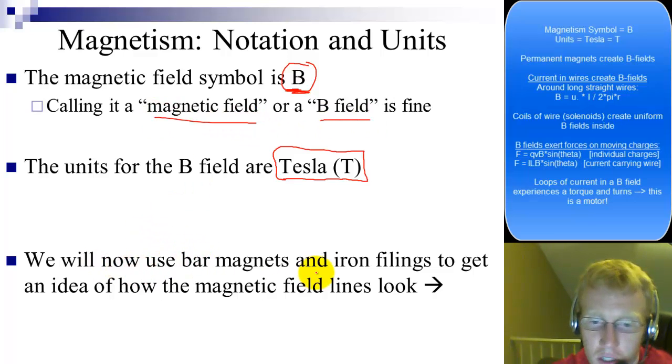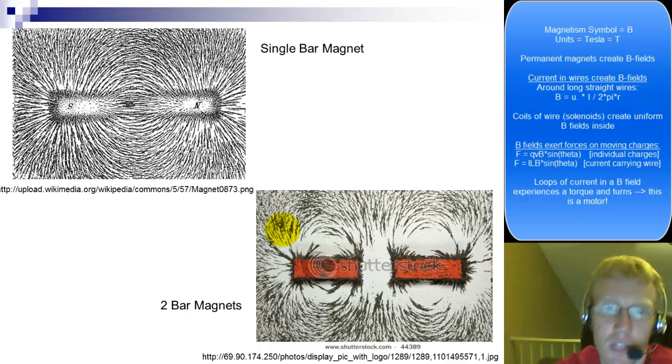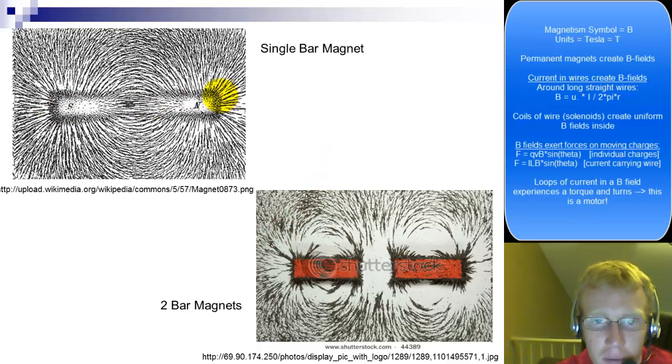So now it says we're going to use bar magnets and iron filings to get an idea of how magnetic field lines look. We'll do this in class, but I've got some pictures of what it looks like. If you set a bar magnet underneath a piece of paper and you pour iron filings, the pattern that results will be something like this. So just like you saw in the picture of Earth, the field lines come out of the North Pole. There's no arrows on here, but if you add arrows, they wrap around kind of like this.